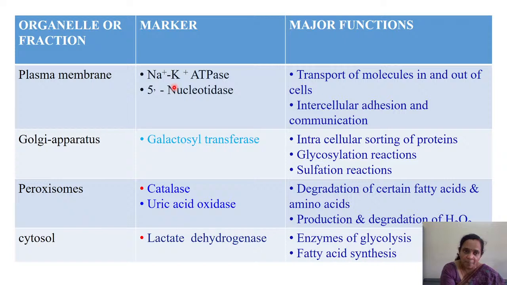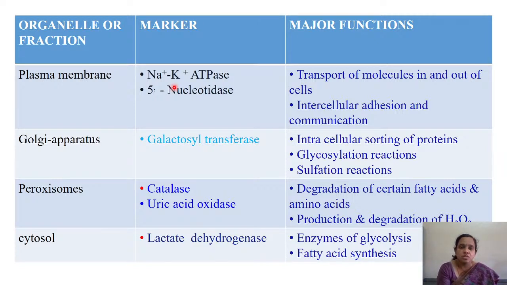Next, for the Golgi apparatus. Galactosyl transferase is a marker for the Golgi apparatus, because of these transfer reactions; the Golgi apparatus is mainly responsible for tailoring. The raw material that has come out from the endoplasmic reticulum enters into the Golgi apparatus, and it is basically tailored there. So galactosyl transferase is a marker for the Golgi apparatus.